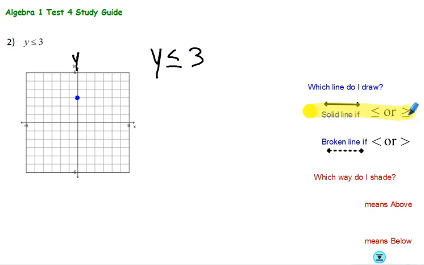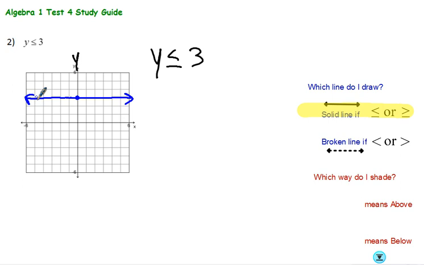If it's going to be a solid line, then we're going to draw a solid line across, like that. And then the only other thing that we have to decide is which way we're going to shade. Again, if it says an equal sign, there's no shading with an equal sign. So it's only less than or greater than that tells you direction as far as whether you should shade above or below.